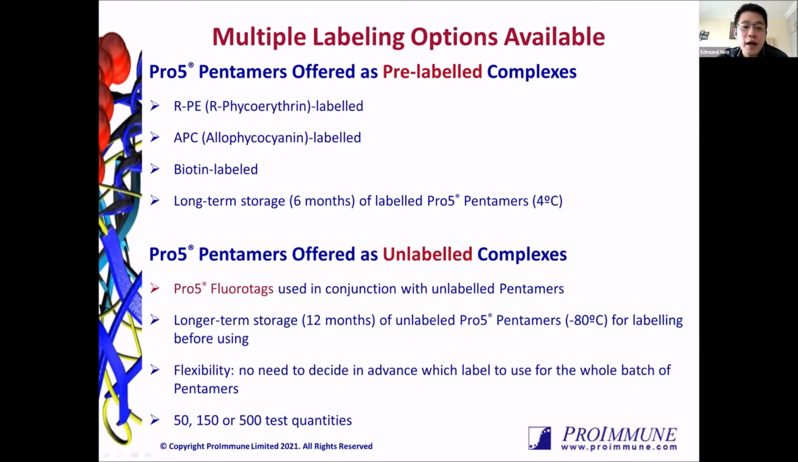The advantage of the unlabeled format is that it can have a longer term storage of 12 months as you can freeze the pentamers down at -80 degrees Celsius. Another advantage is that you do not have to decide in advance which label to use for the whole batch of pentamers for your experiment. They are all offered in 50, 150, or 500 test quantities, with larger volume ordered at once being more cost-effective depending on the scope of your project.